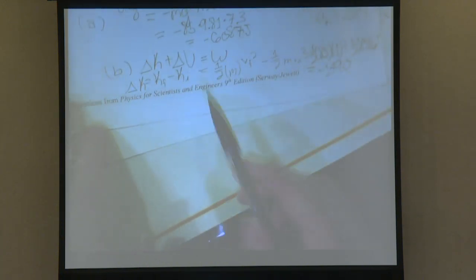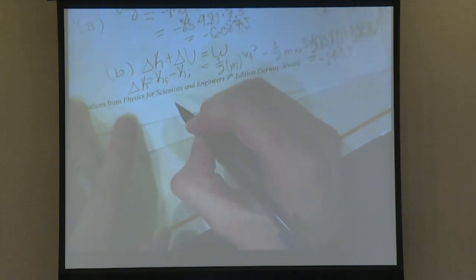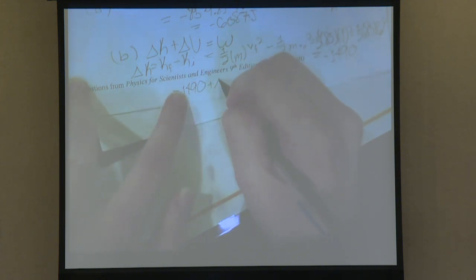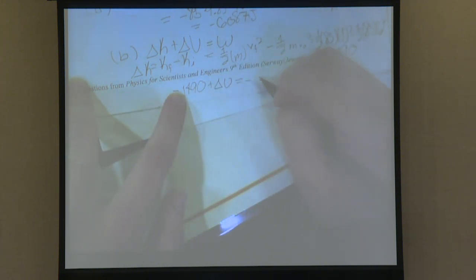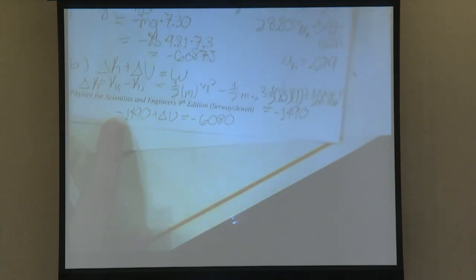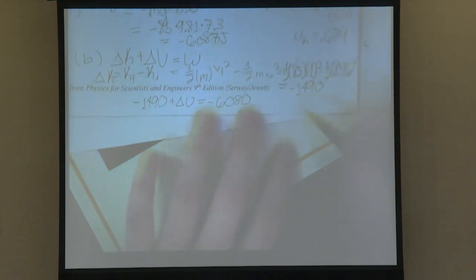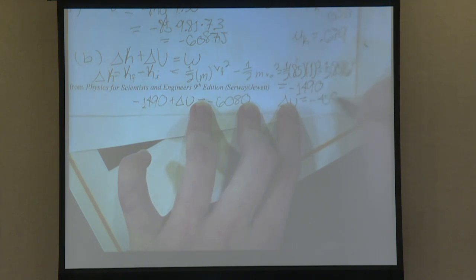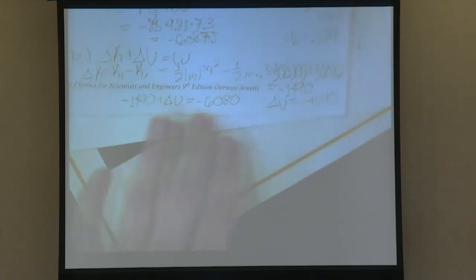So plugging that back into the formula we have up here, we have negative 1490 plus delta U is equal to negative 6,080 approximately, which will show us that delta U, which is our change in potential energy, will be negative 4590. Okay.